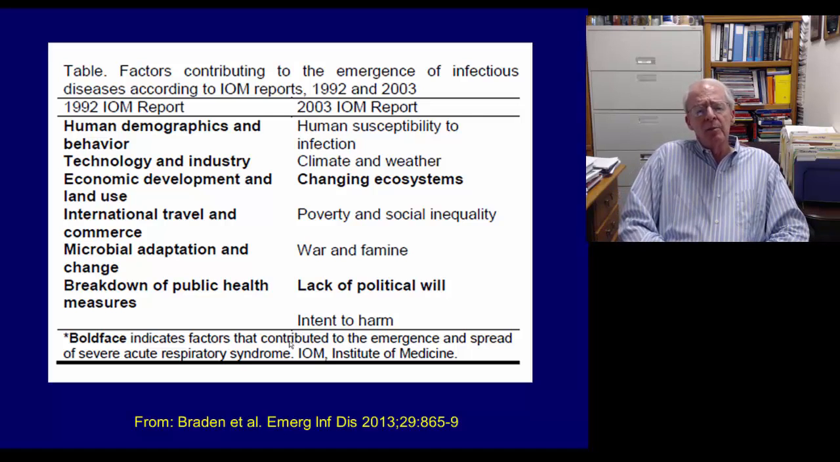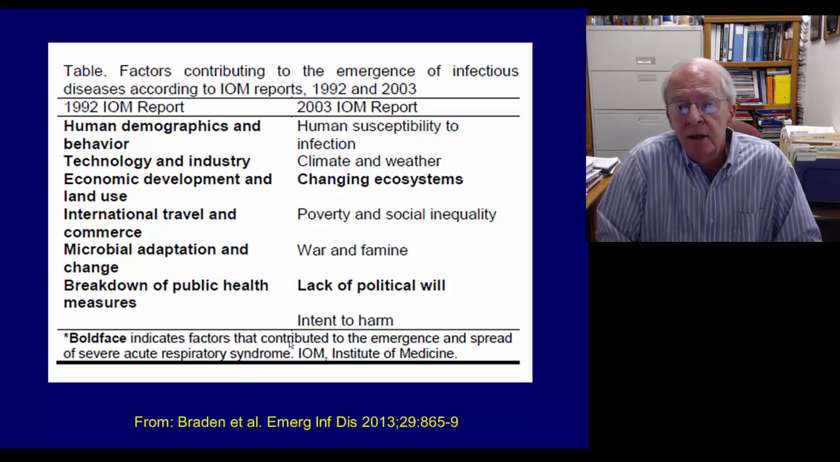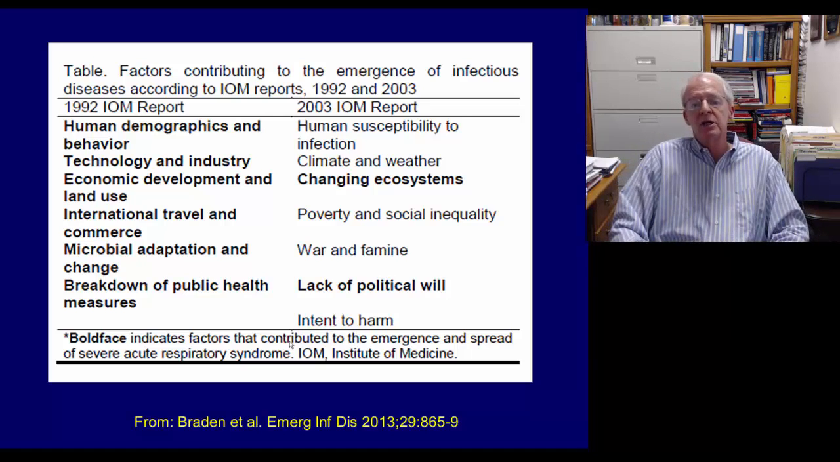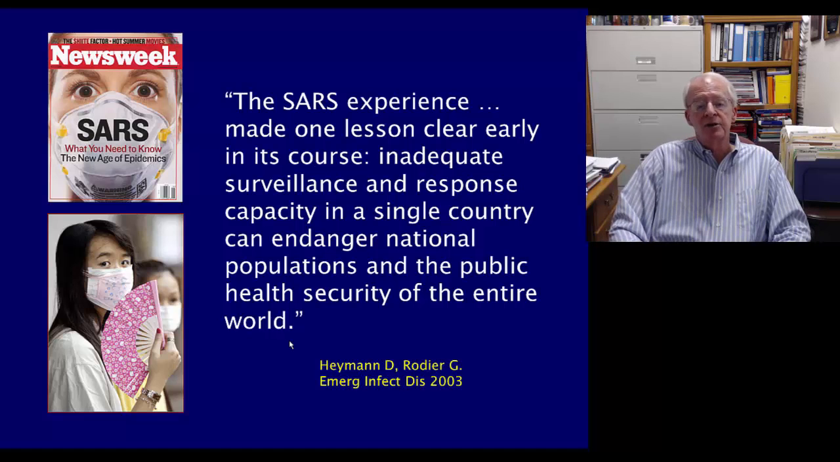This slide reminds you of the factors in disease emergence that I've already discussed. The ones in bold are those that we felt contributed to the emergence of SARS. So you can see that all 6 of the original factors identified by the 1992 IOM report were involved. And in addition, 2 of the factors identified by the report issued in 2003, Changing Ecosystems and Lack of Political Will, also played important roles in the emergence and spread of SARS coronavirus.